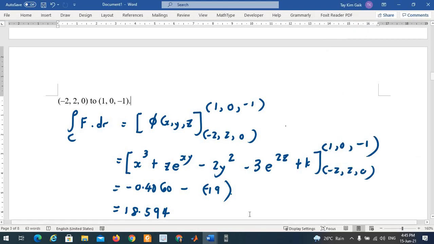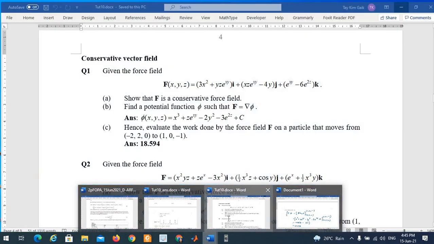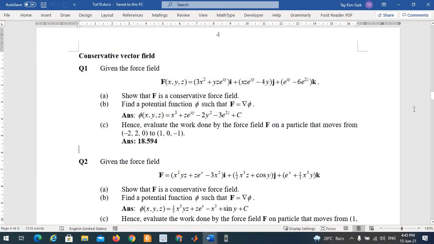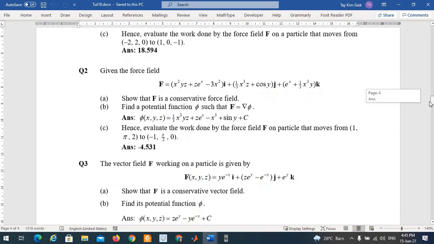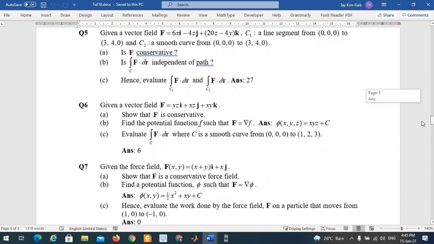Okay, so this is the conservative vector field. First question. So question 2, I think also the same. Okay, all the patterns are the same.